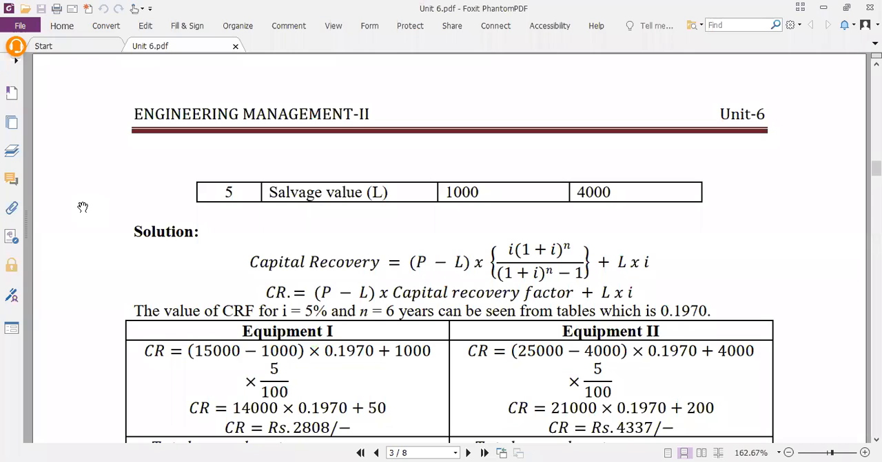Okay, so whatever the CRF is, that CRF is calculated and put in the capital recovery formula. Capital recovery is (P minus L), that is 15,000 minus 1,000, into CRF, plus the 1,000 into the interest rate, that is 0.5. If you put that in, these particulars give you the capital recovery.